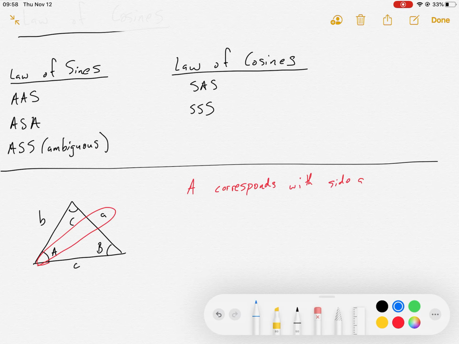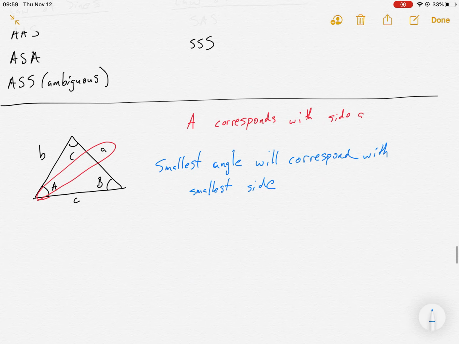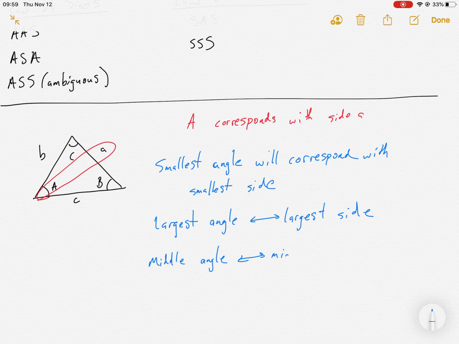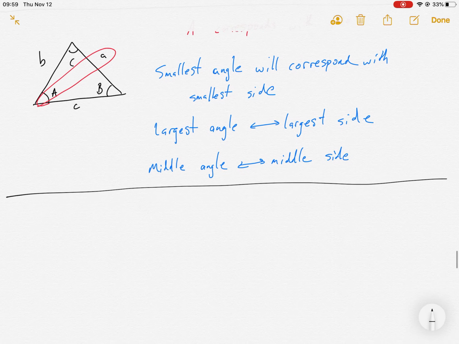But what I want to mention here is that the smallest angle will correspond with the smallest side, and the same with the largest. The largest angle will correspond with the largest side, and the middle as well. So this is a really good way to check your answers. If you order the sides from smallest to largest and they don't match up with their corresponding angles from smallest to largest, that means you probably did something wrong. So this is a good way to double check your work. And we're going to use this concept in the law of cosines video today.